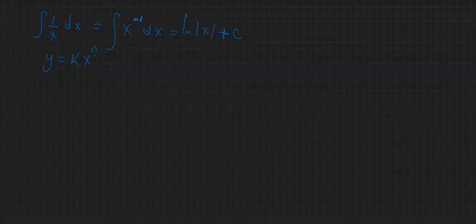So when n is equal to -1, then the integral of 1 over x should be the same as the natural log of the absolute value of x plus c. For example, if you integrate 3 over x, note that this is the same as the integral of 1 over x with respect to x, times 3. And this will be the same as 3 times the natural log of the absolute value of x plus c.